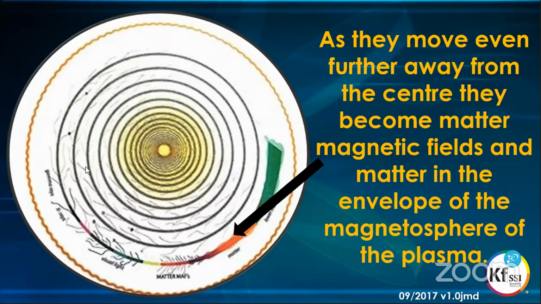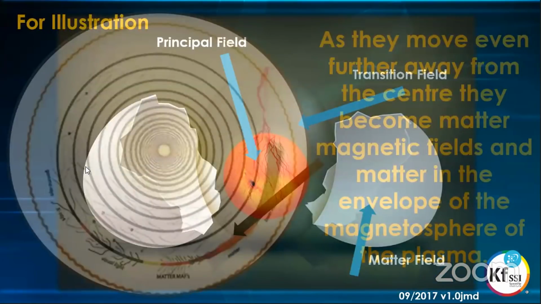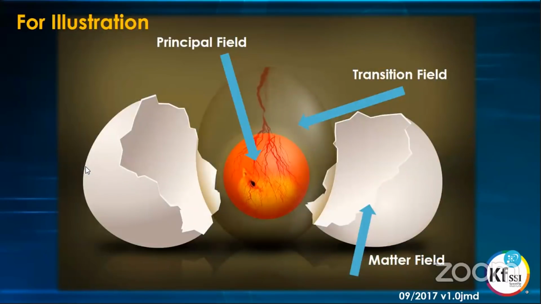Now, to apply this in our everyday life, to get a bit of an understanding of what this means, we can look at an egg, just as an illustration, where the egg yolk in the middle is your principal field. You have your transition field, which is the white part of your egg, and then the actual shell itself is your matter field. So it's a very nice way of trying to visualize what these different strengths are within the plasma.